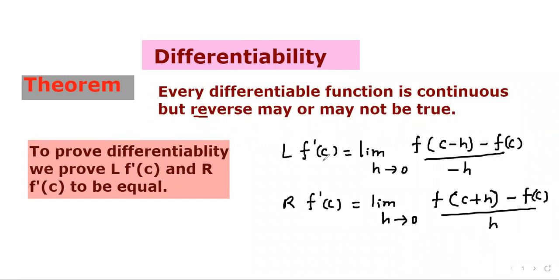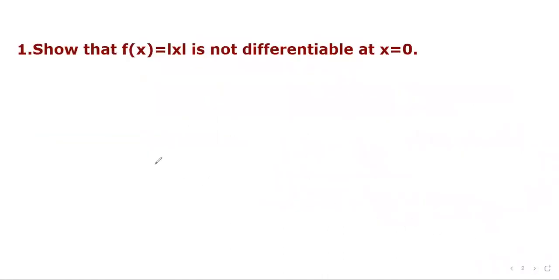Left hand derivative is given by limit h tends to 0 of f(c minus h) minus f(c) divided by minus h, and right hand derivative is given by R f dash c equals limit h tends to 0 of f(c plus h) minus f(c) divided by h. Let's understand this concept by using some examples. First question: show that f(x) equal to modulus x is not differentiable at x equal to 0.